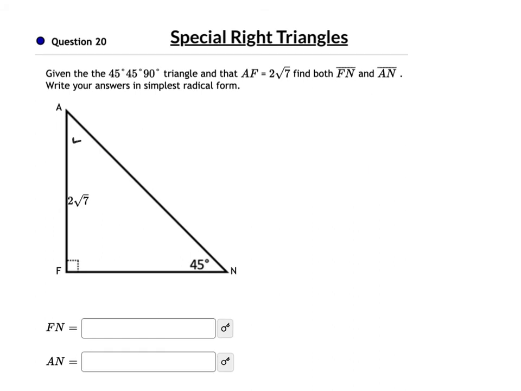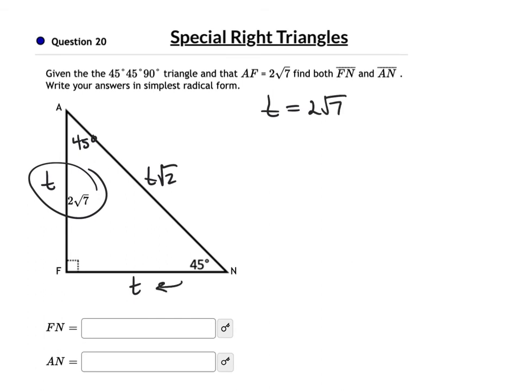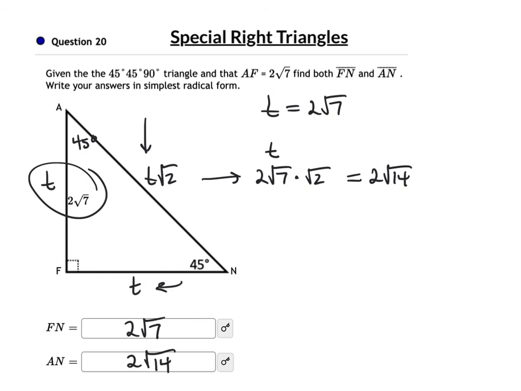The two congruent legs in my 45, 45, 90 are t and t. The hypotenuse is t root 2. I can see here the corresponding sides that t is 2 root 7. That means that FN is also t, it's 2 root 7. It's isosceles. The hypotenuse is t root 2. So the hypotenuse would be 2 root 7, that's my t, times root 2, which ends up being 2 root 14. So the hypotenuse is 2 root 14.